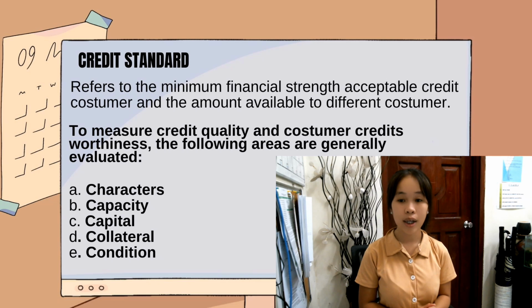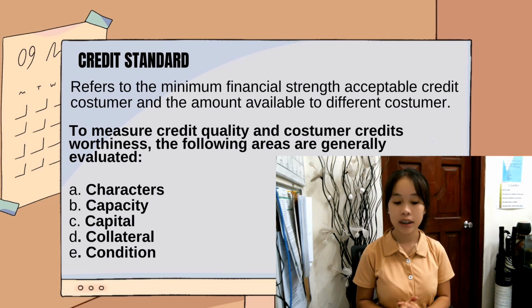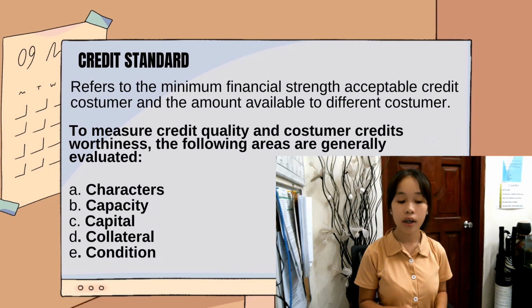To measure credit quality and consumer creditworthiness, the following areas are generally evaluated: character, capacity, capital, collateral, and condition. So first is character. Character refers to the probability that the consumer will pay their debts or obligations. A credit report provides background information on people and firms, a firm's past performance from the firm's banker, their other suppliers, their customers, and even their competitors.